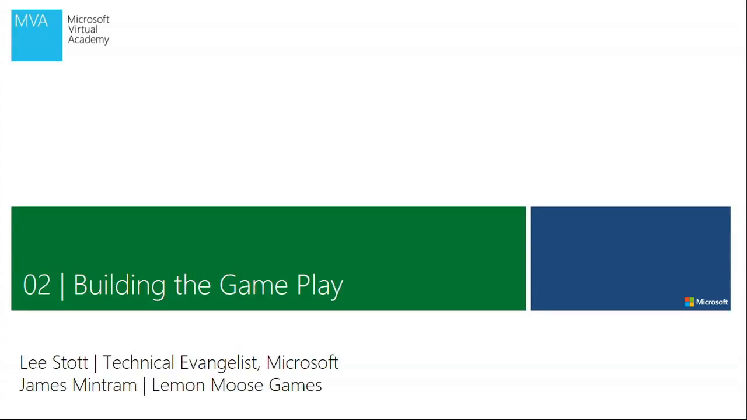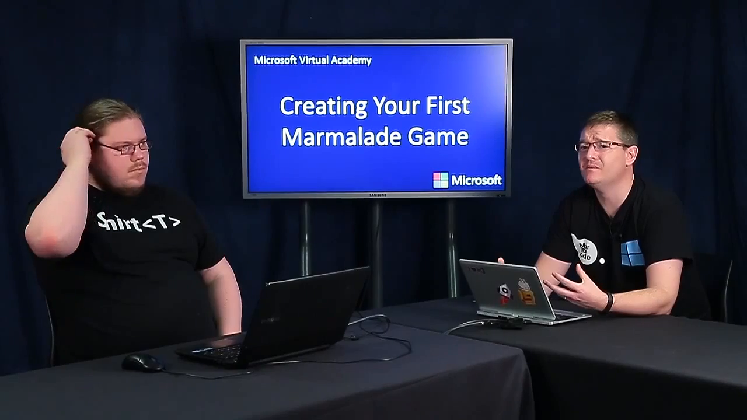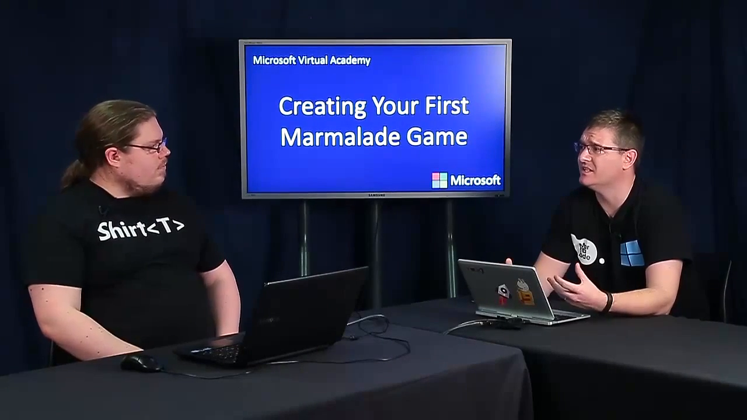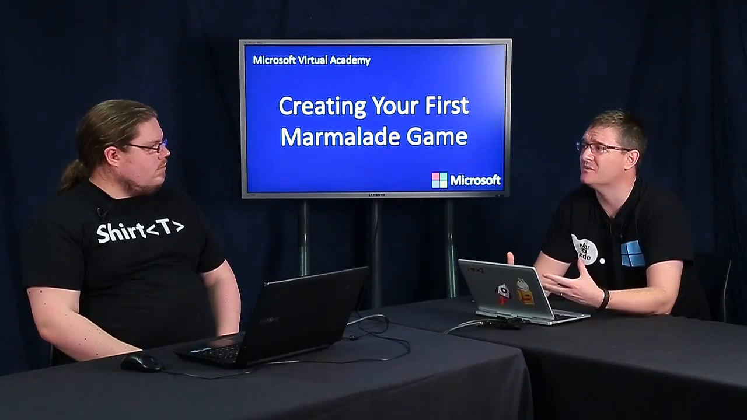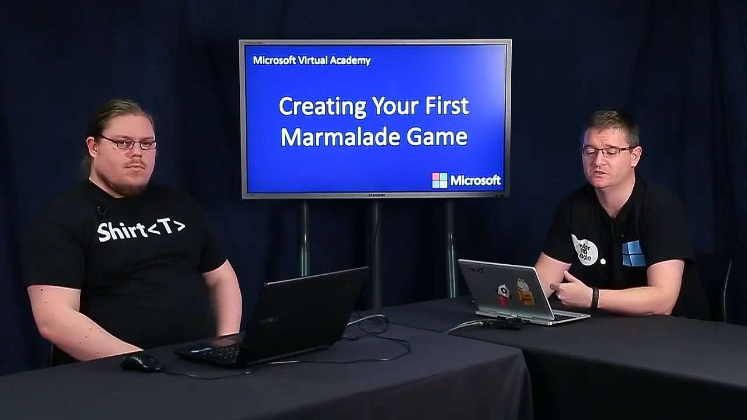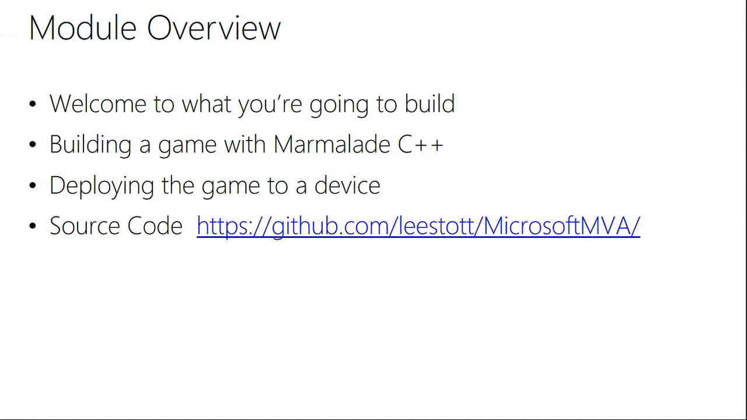In this module, we're going to really focus upon what is in the game in terms of the code, the different scenes, the different aspects, and more importantly, how you can get into building that game if you're new to C++. In terms of an overview, we're going to be building a game with Marmalade C++, deploying the game to a device, and then looking at where you can get the source code. All the source code for today's examples is on the GitHub repository here, so please feel free to download it and follow along as we go through the program.